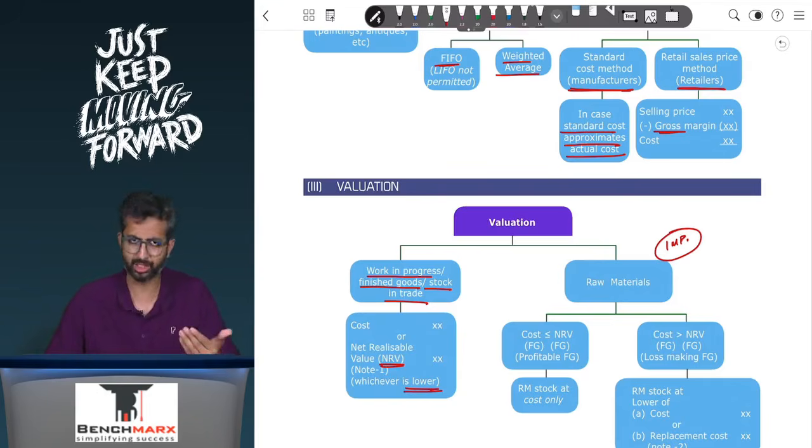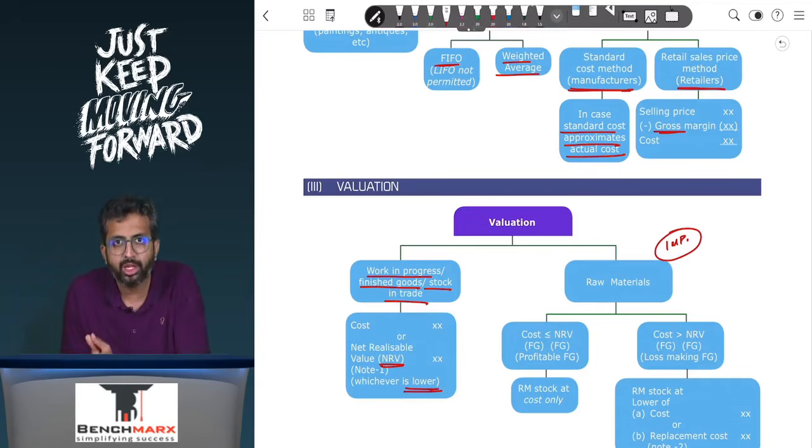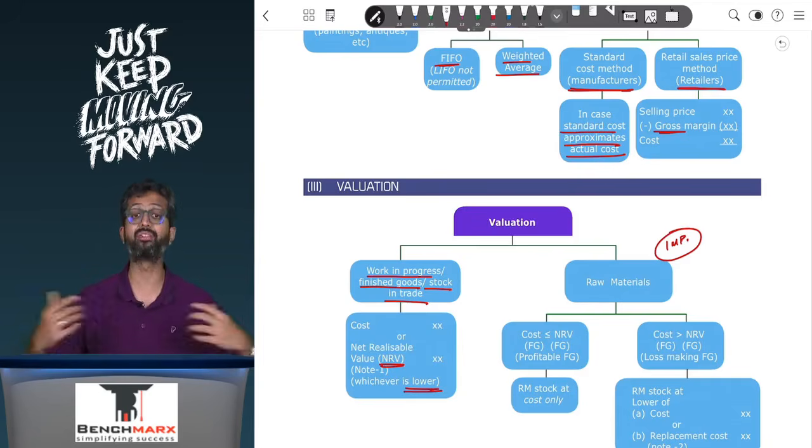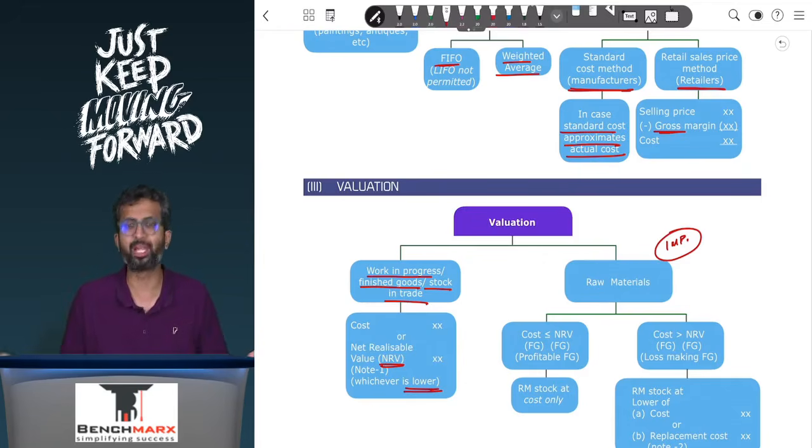So I might buy tires at 100 rupees, then the price becomes 90. How does it matter? I don't want to sell the tires. I'm going to consume the tires, not sell them, and hence ideally my raw materials should be valued at cost only. I should not even compare it with NRV. I should value it at cost only.